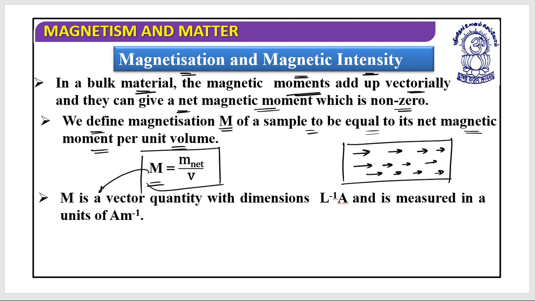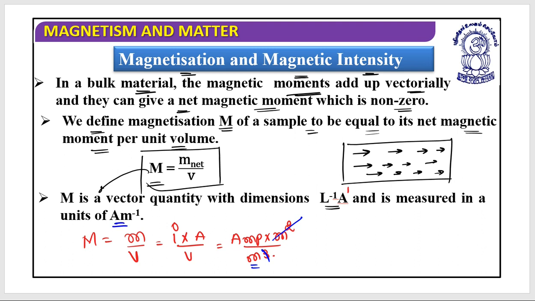This M is a vector quantity, and its dimension is L to the power minus 1 and A to the power 1. How has this been arrived at? Look at this. This is M divided by V, which is I into A divided by V. So this is ampere into meter square divided by meter cube. The meter square and meter cube cancel, leaving meter to the power minus 1 and ampere. So it is measured in ampere per meter.